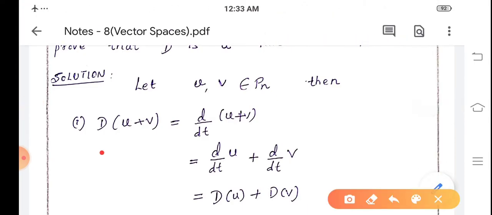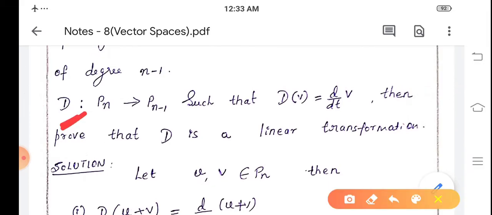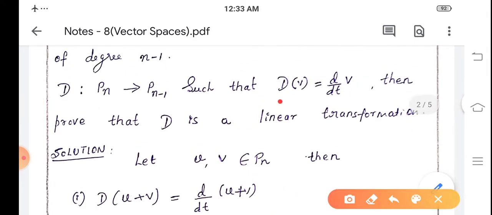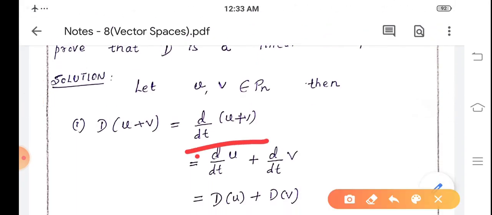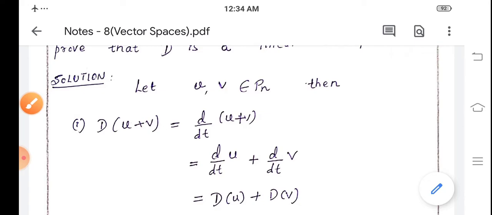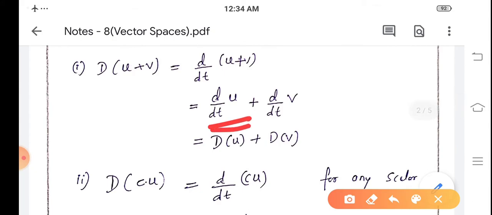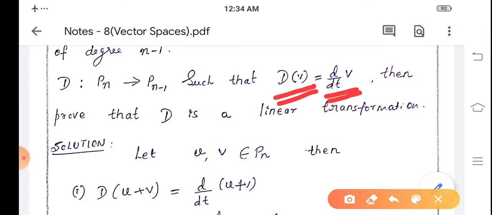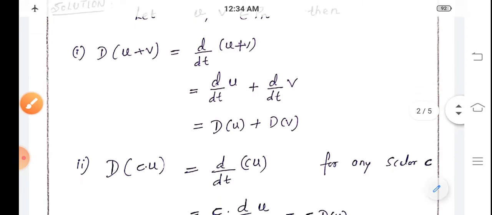Then we shall verify the first condition, that is D of U plus V. Since D is the transformation, we write D of U plus V equal to, here it is defined like this, D of V is d by dt of V. Now it becomes d by dt of U plus V. But derivative of U plus V, we can write it as derivative of U plus derivative of V, that is d by dt of U plus d by dt of V. Now d by dt of U, by this definition d by dt of V is D of V. So here we write it as D of U plus D of V. So first condition is satisfied.